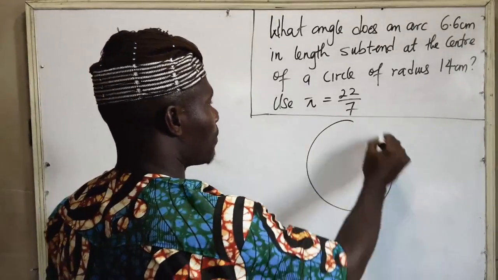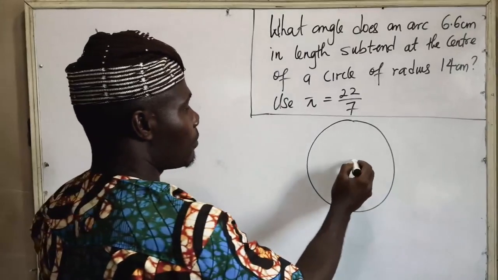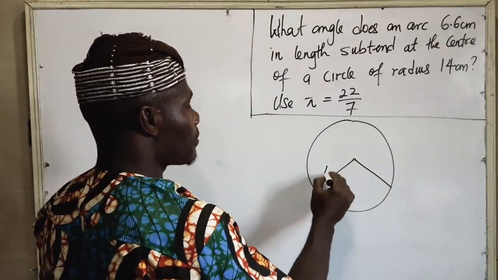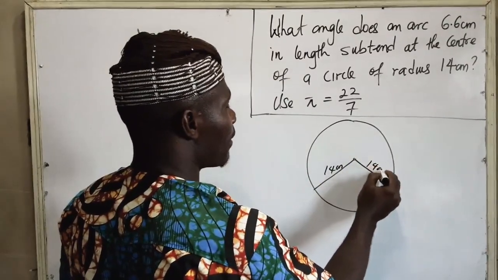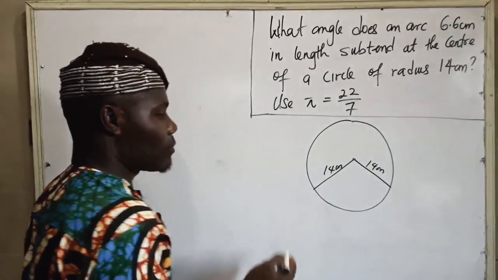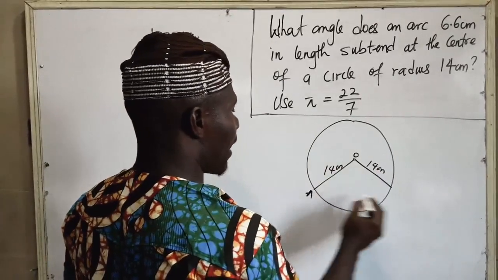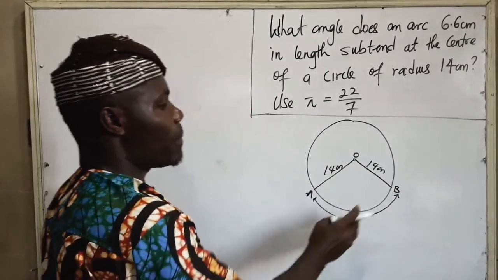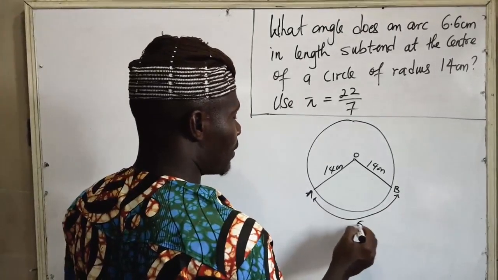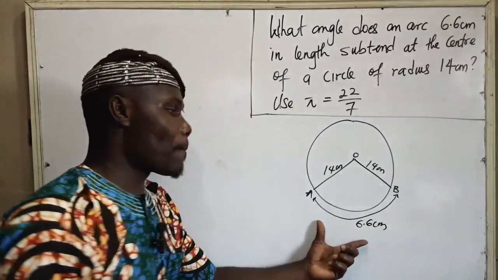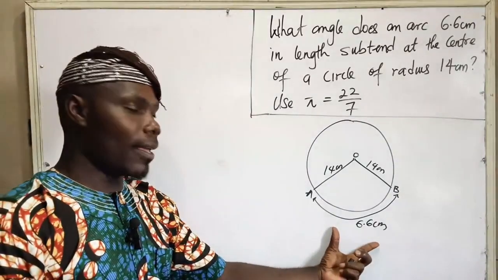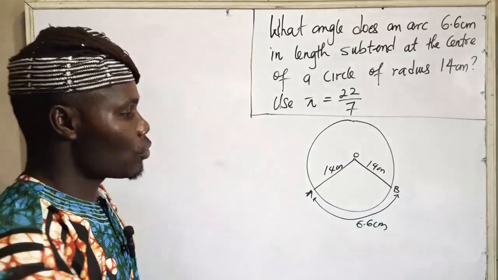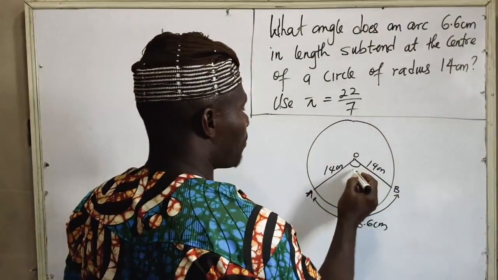So let's draw this circle. We were given the radius, 14 centimeter, and we are also given the arc. Let's represent the center by O. Let the arc be AB. This is the arc. We are given the value of the arc to be 6.6 centimeter, so this is the length of the arc. But the question here is, what angle does the arc subtend? So this is the angle.